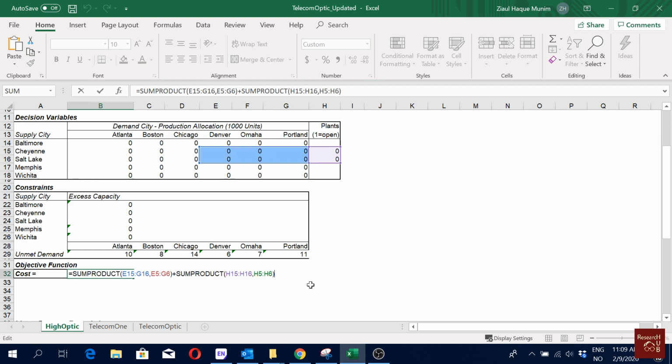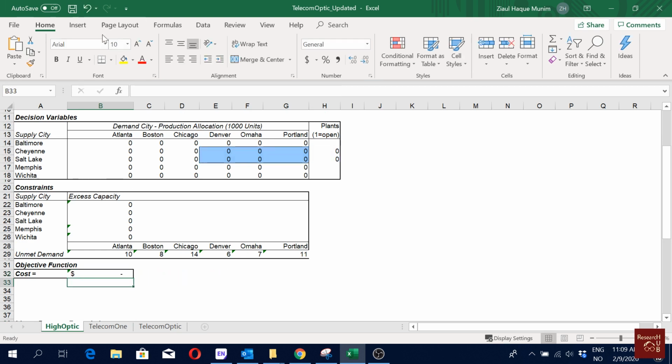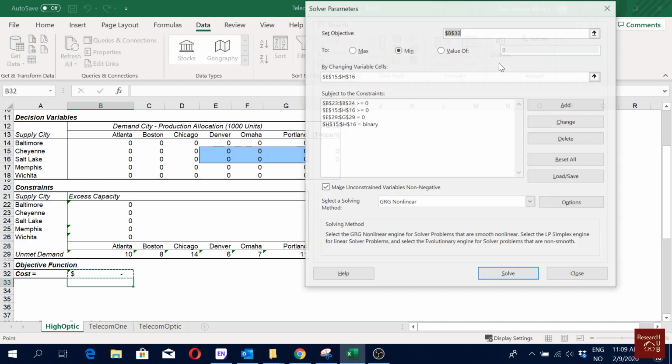Now let's look into our solver, into the optimization problem. So I go to Data and I go to Solver.